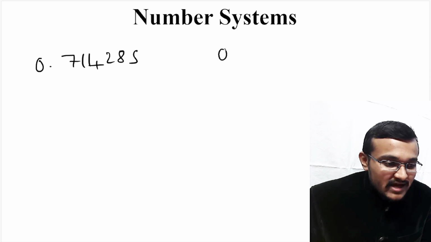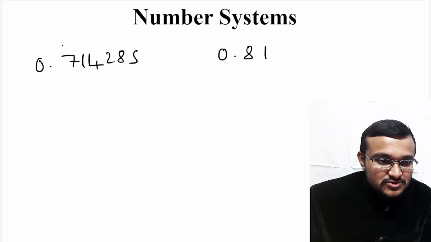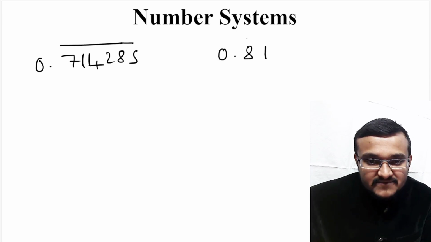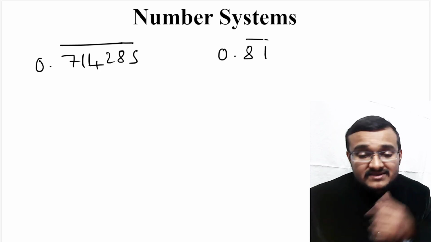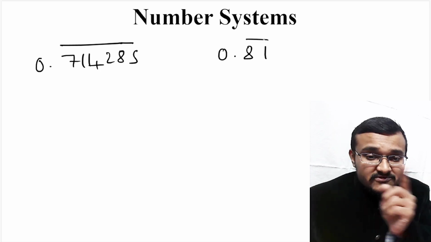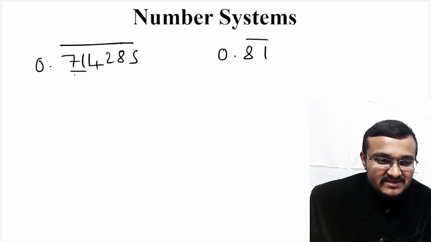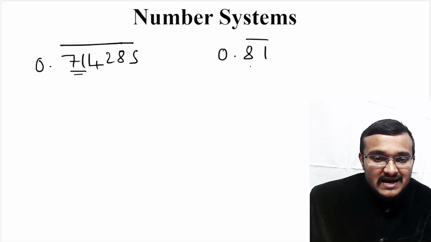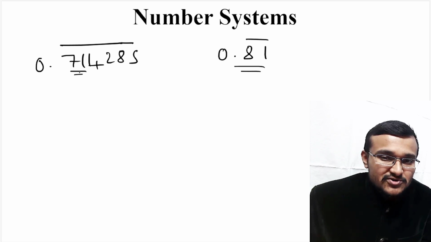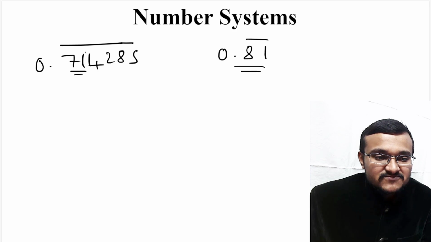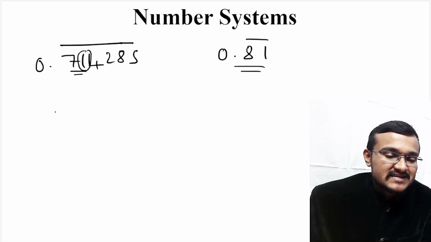So now you have 0.714285, and you have another value that is 0.81. So these numbers are recurring here, and these two numbers are recurring in this 0.81. So here you have to find in between numbers. So that means either it should be greater than this value and less than this value. So in order to get greater than this value, simply you just increase this particular second number.